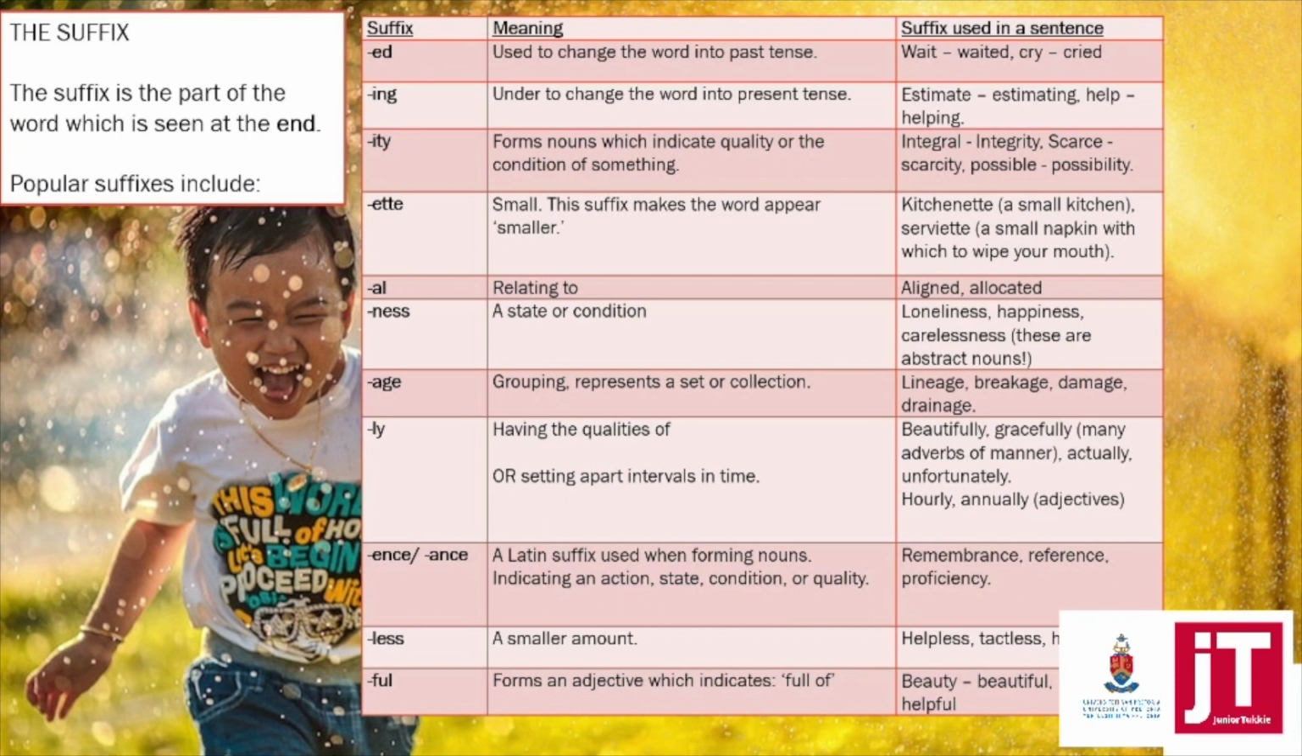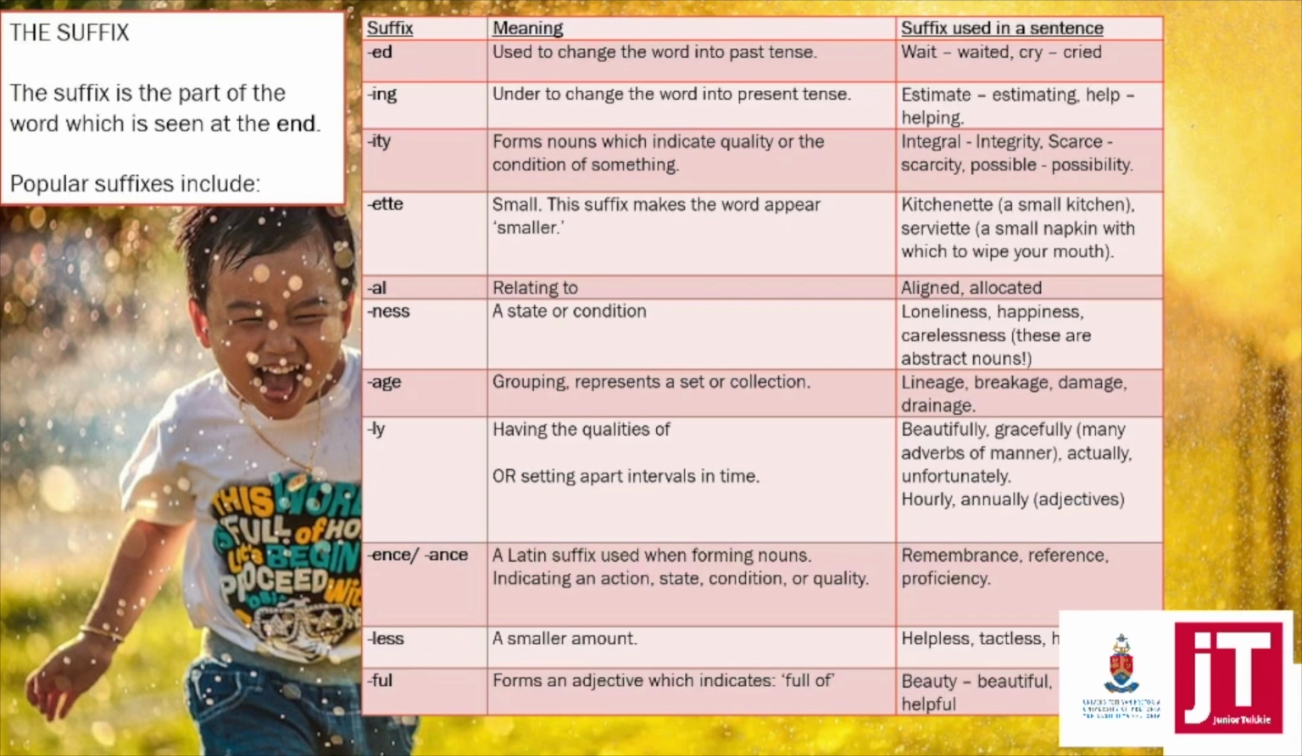So do you see how ity can help us to indicate the quality of something, and that becomes an abstract noun. The integrity of the lady. It is a noun in that sentence. Let's carry on. Scarce, when something is scarce, it's not readily available. Scarcity, the scarcity of milk. Sometimes milk runs out. Do you see how that is a noun?